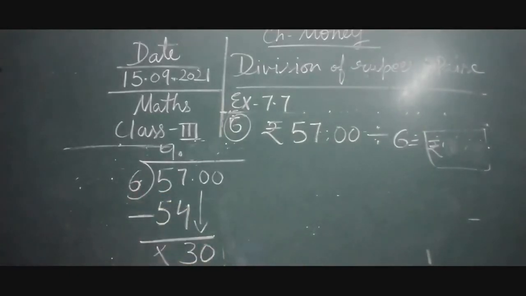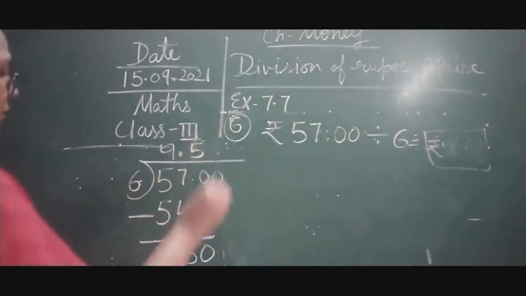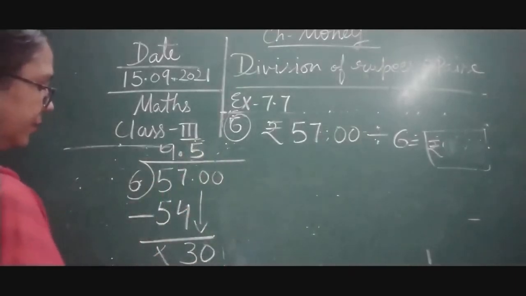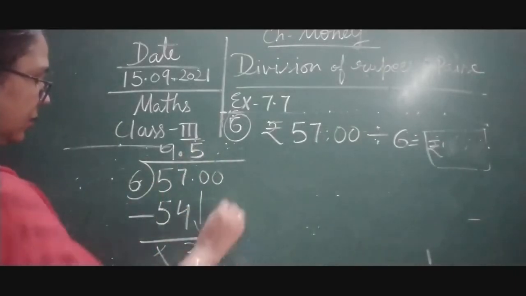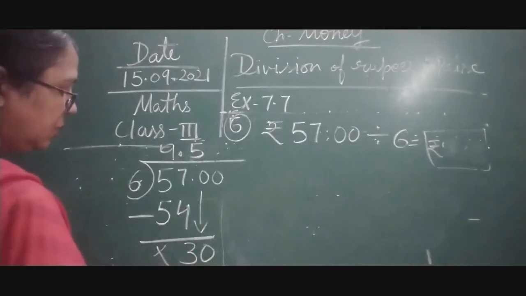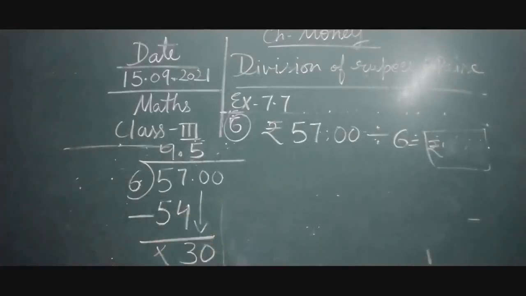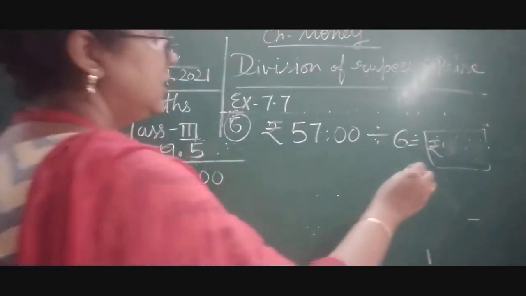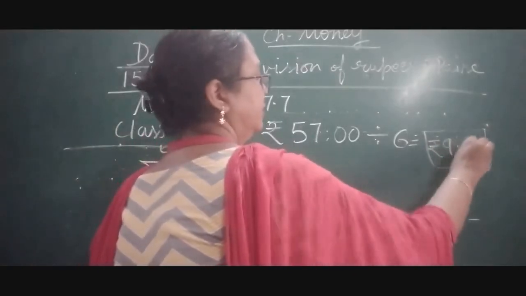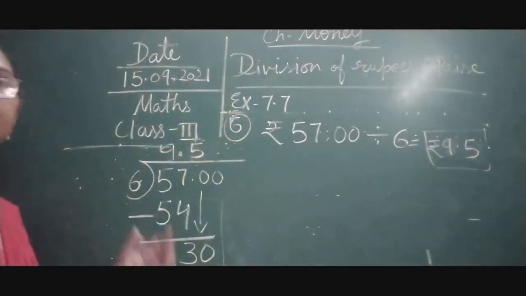Now we will tell the table of 6. 6 5s are 30. So here children, if you write 0 0, it will not be cut. So 9.5 is the answer. Okay, so completed, children.